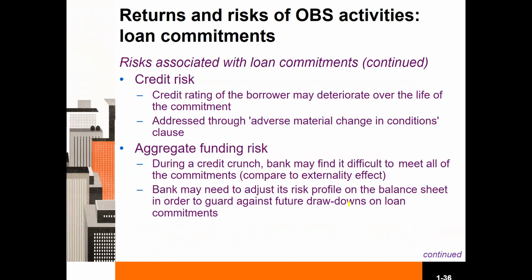So you understand that this off-balance sheet item, loan commitments, is associated with interest rate risk, drawdown risk, credit risk, and aggregate funding risk. So when a financial institution is involved in this activity, they need to have adequate measures for managing all this risk associated with this off-balance sheet item.